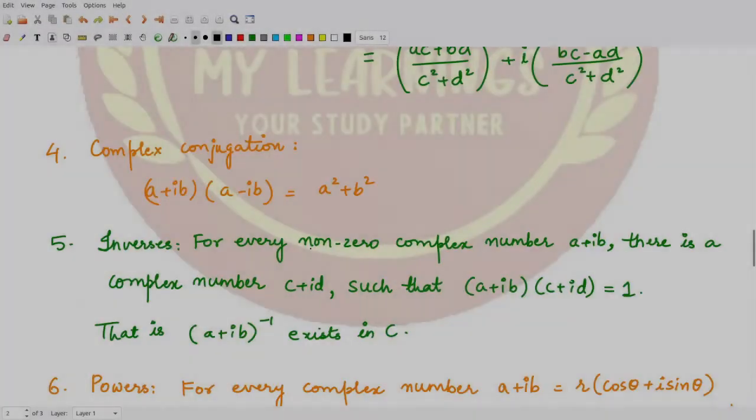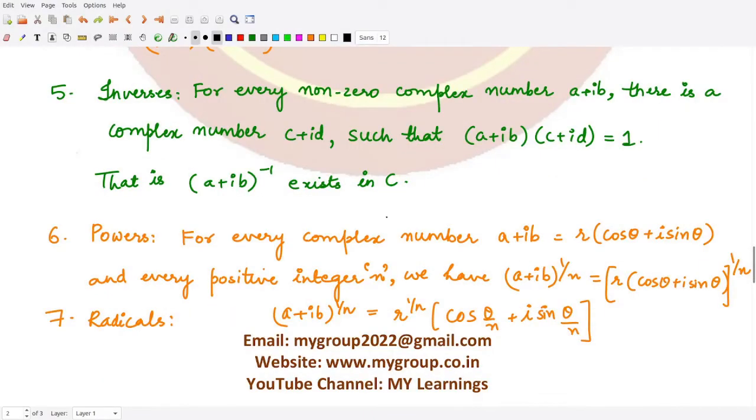Next we have inverses. Now what do you mean by inverse? Inverse means getting the opposite. Now in our case, we take some complex number a plus iota b such that it is non-zero. Why? Because we wanted to take the reverse of it. By taking the reverse, what do we mean? We mean that we wanted to calculate 1 by a plus iota b.